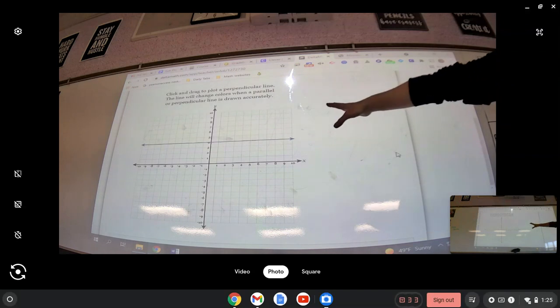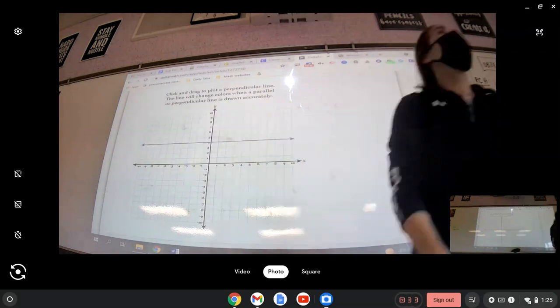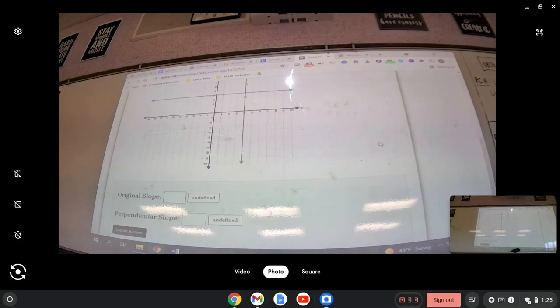That's a horizontal line. The directions said it asks for a perpendicular line. What's the only kind of line perpendicular to a horizontal? So click and start rotating until you get a green vertical line. What is the slope of a horizontal line always going to be? 0, right? Look, there's no rise, so the rise is 0 and the run is crazy, so it's 0. And then what is the perpendicular slope, the opposite reciprocal of 0? Undefined.